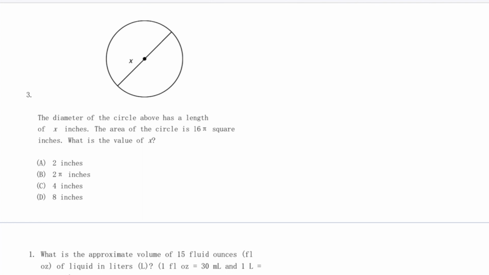The diameter of the circle above has a length of x inches. The area of the circle is 16 pi square inches. What is the value of x?